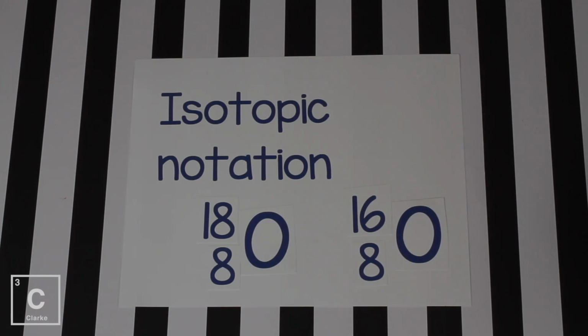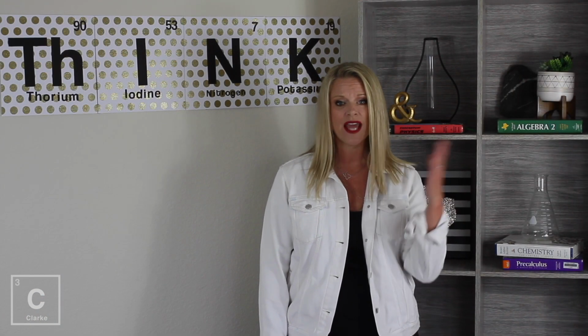Here's our isotopic notation for the two isotopes of oxygen that we looked at for the dash notation. And you can see the mass numbers are on top, the superscript, the atomic number is on the bottom, the subscript, and then we used the letter O because that is oxygen's symbol. We should be pros now at telling the difference between atoms, ions, and isotopes.